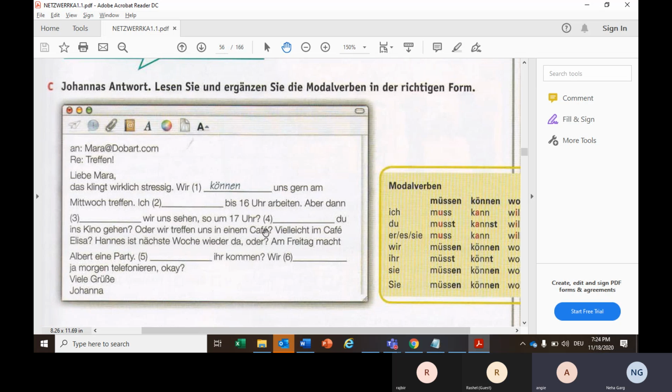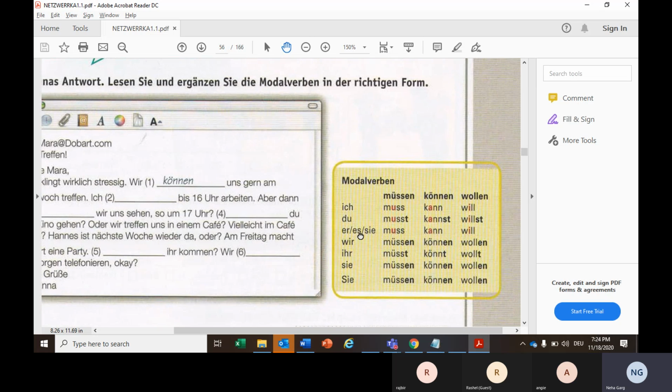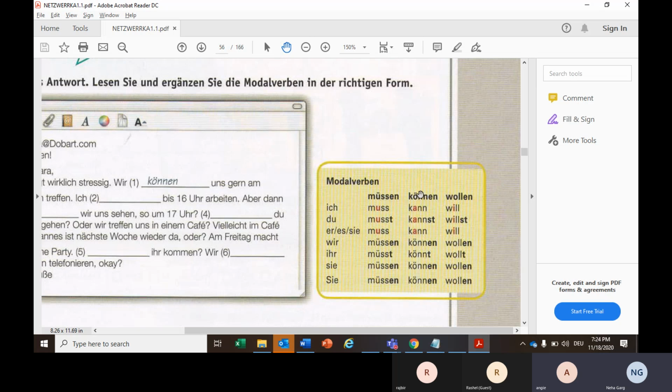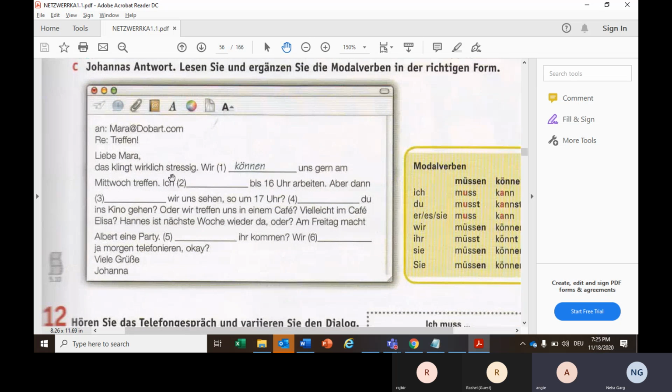So here in this particular paragraph, in this whole email, you have to use only three modal verbs, müssen, können or wollen, and then you have to place them in a conjugated manner. So now here she's saying ich dash bis 16 Uhr arbeiten. So I have to work till this time. So here what will be the correct modal verb? Ich muss. Yes, ich muss bis 16 Uhr arbeiten. Right. One more sentence.